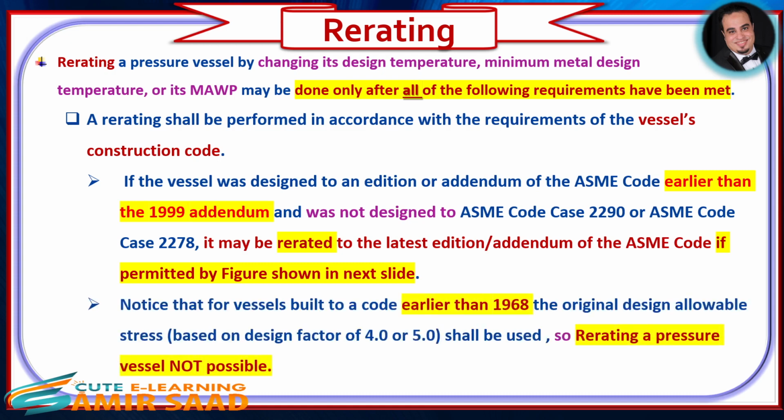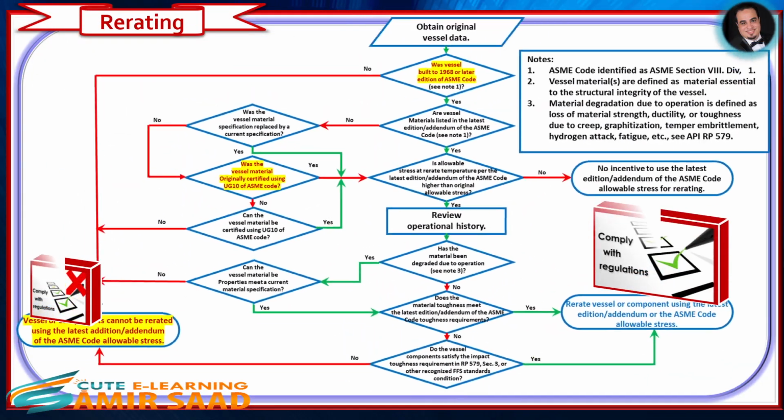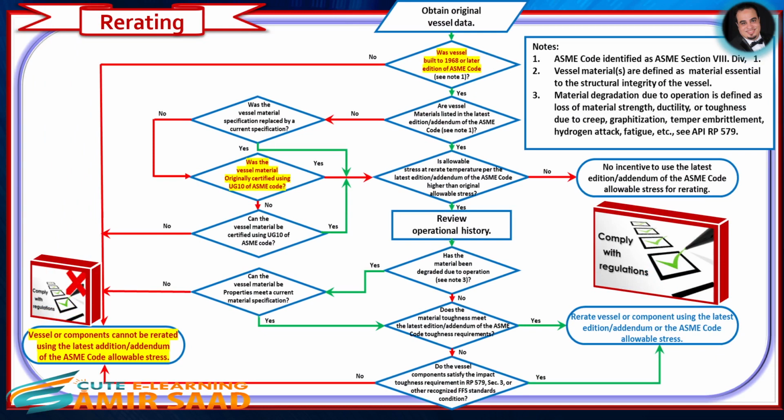Notice that for vessels built to a code earlier than 1968, the original design allowable stress, based on a design factor of 4.0 or 5.0, shall be used. So rerating using the current allowable stress is not possible for these pressure vessels. For a vessel built to the 1968 or later edition of the ASME code, it may be rerated to the latest edition and addendum of the ASME code if permitted by this figure. You have to follow and check step by step as illustrated on the figure, to ensure that the vessel or components can or cannot be rerated using the latest edition and addendum of the ASME code allowable stress.